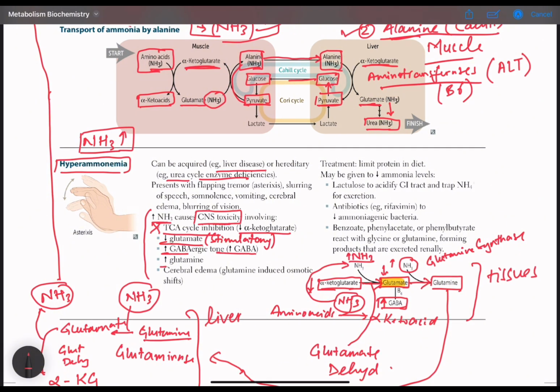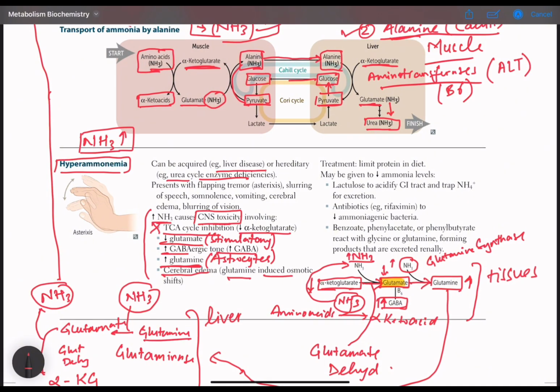As we have mentioned, glutamate is converted into glutamine, which leads to increased glutamine, and this glutamine is taken up by the astrocytes of the brain, and this glutamine is actually an osmotic substance, meaning that it will pull water along with it, thus causing cerebral edema.